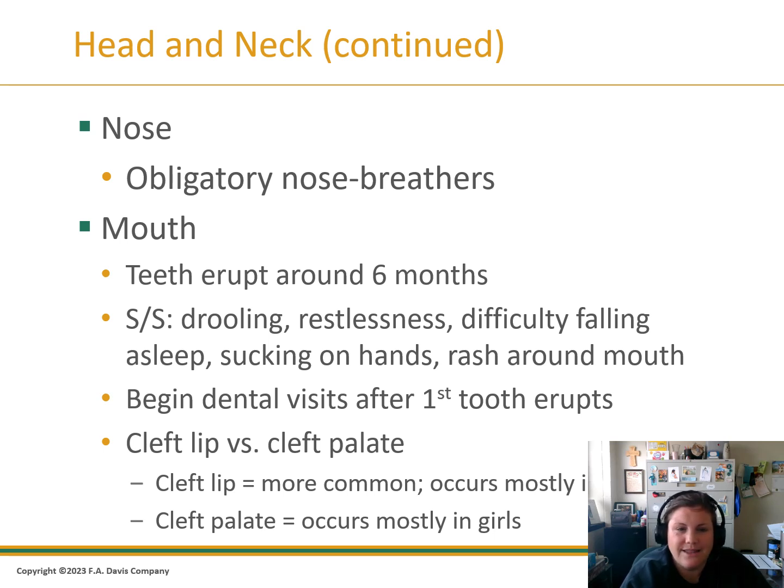And when they're teething, there's going to be some pretty noticeable indicators. The baby's going to be drooling. They're usually more restless and more fussy. They tend to be sucking or chewing on their hands or any object they can get their hands on. And then they also may develop a rash around their mouth that is associated with the saliva accumulation from the drooling that they're experiencing.